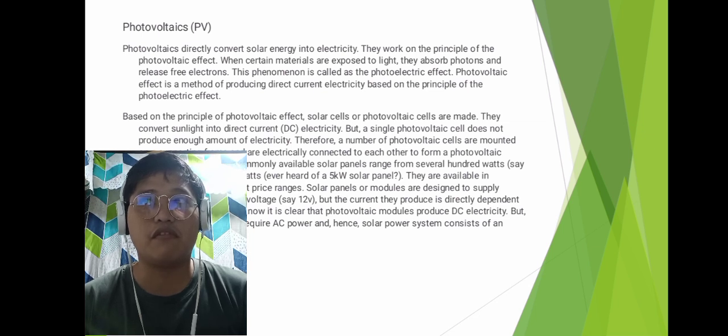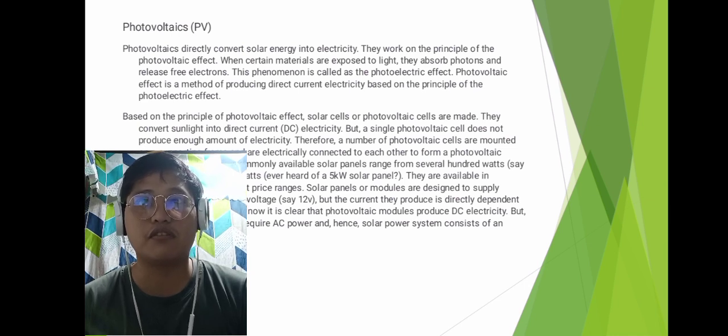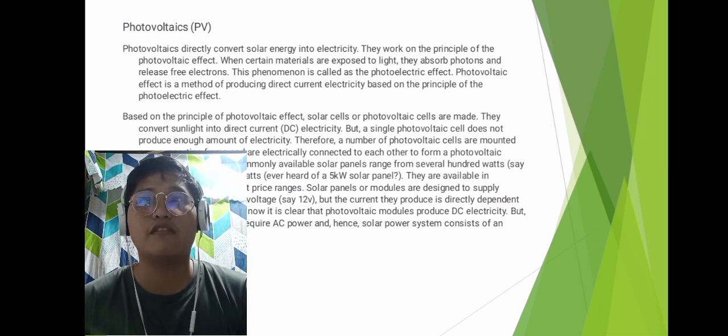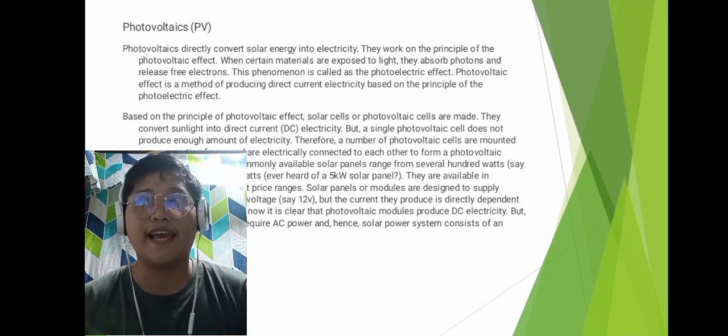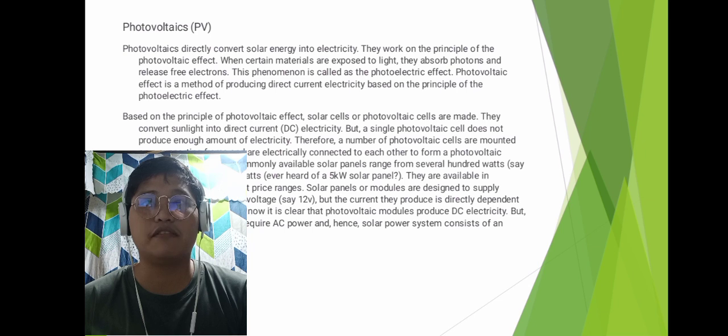Photovoltaics directly convert solar energy into electricity. They work on the principle of the photovoltaic effect: when certain materials are exposed to light, they absorb photons and release free electrons. This phenomenon is called the photoelectric effect. The photovoltaic effect is a method of producing direct current electricity based on the principle of the photoelectric effect, and based on it, solar cells or photovoltaic cells are made.